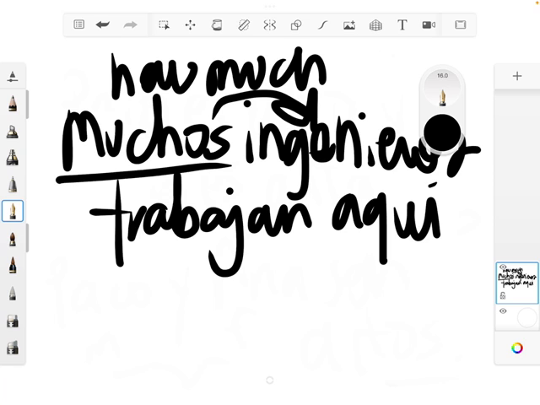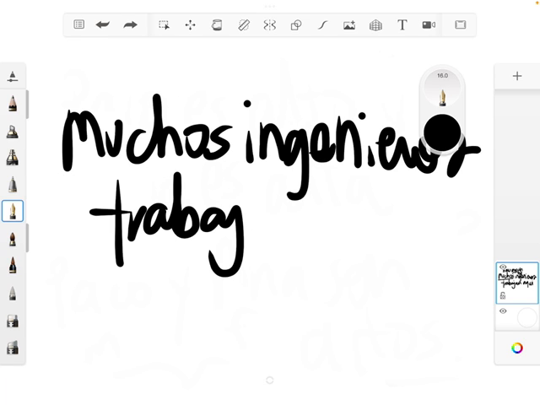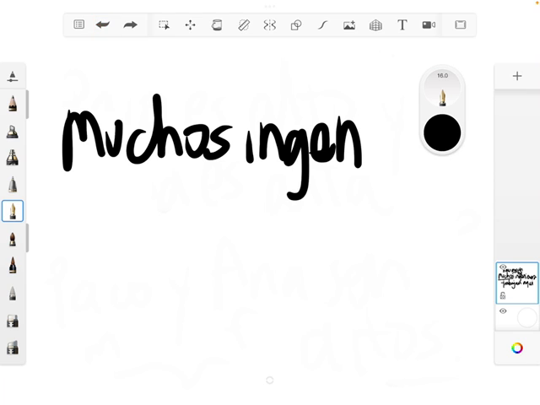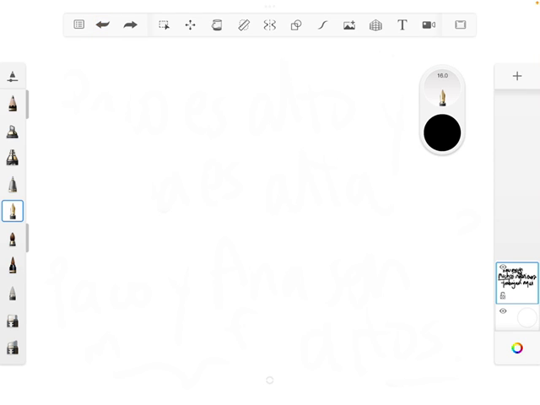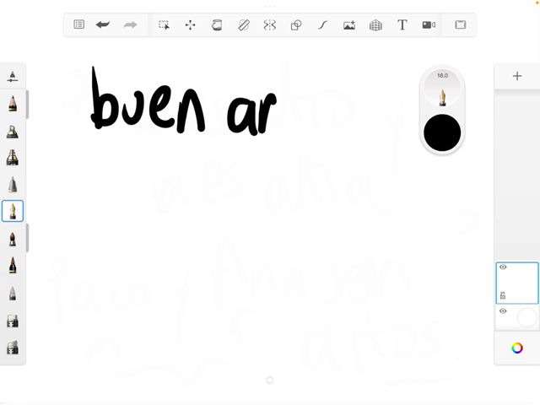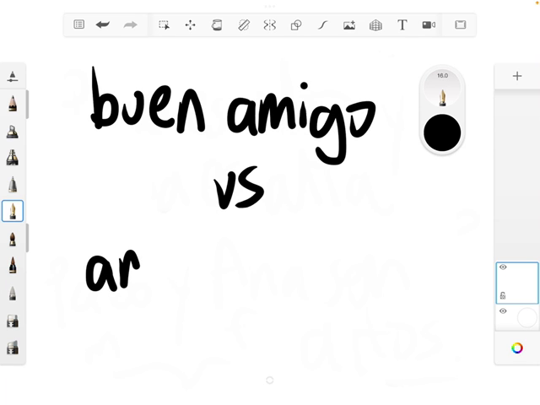Bueno and malo can be placed before or after a noun. Before a masculine singular noun, the forms are shortened. So we have bueno to buen and malo to mal. So José es un buen amigo o un amigo bueno. Okay, but notice that it's going to change form. So if it goes before, it'll be buen amigo versus amigo bueno.